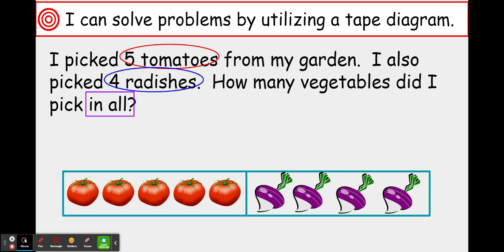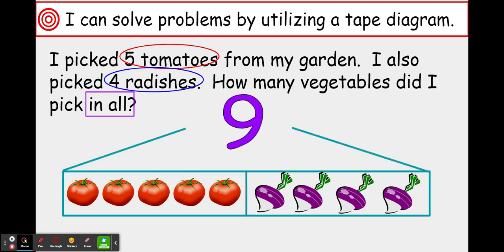So in all is the key word to tell you that you need to add. So 5 plus 4 equals 9. So how many vegetables did I pick in all? I picked 9 vegetables.